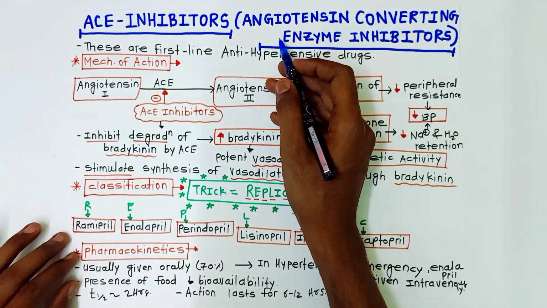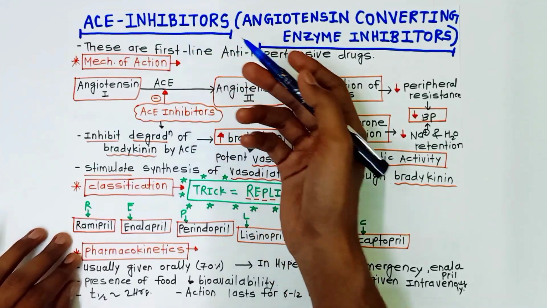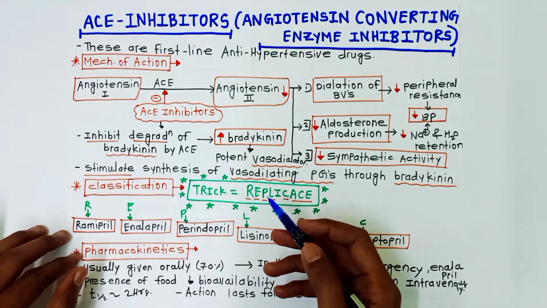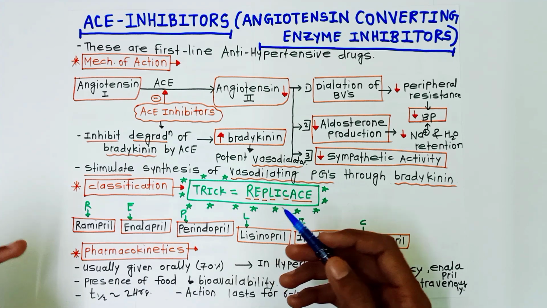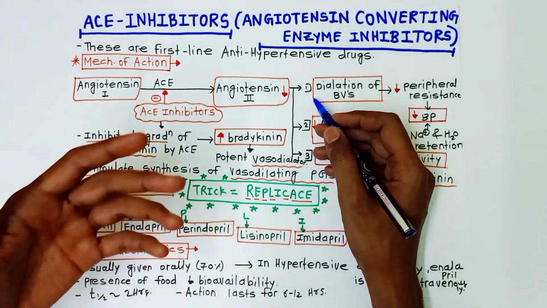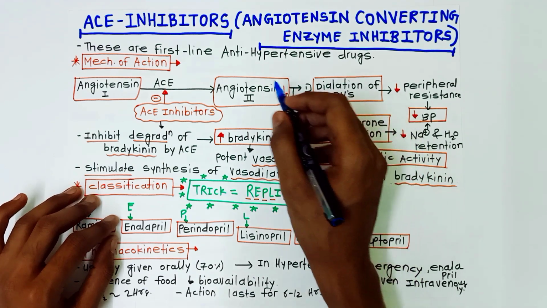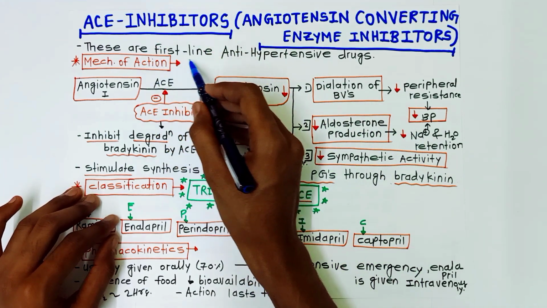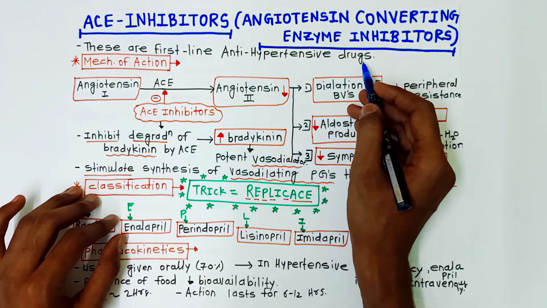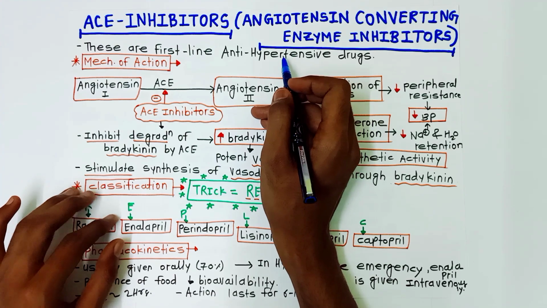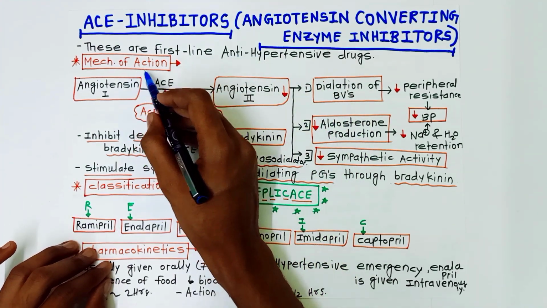The questions may be the mechanism of action of ACE inhibitors, what are ACE inhibitors, then classification, that is what are the drugs, and then pharmacokinetics, therapeutic uses and adverse effects. Okay, so we will go one by one. First of all, what are ACE inhibitors? These are first line antihypertensive drugs. So these are basically antihypertensive drugs. Okay, then next is mechanism of action.